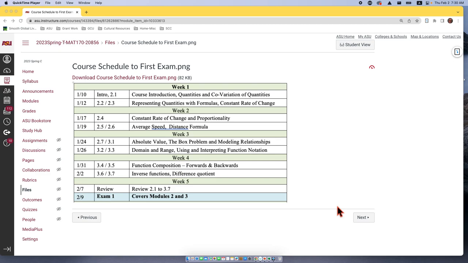To get us started, we're here at the end of week 4, so we're going to take a quick look at inverse functions and the difference quotient this morning, to get you started on the techniques for doing those processes.